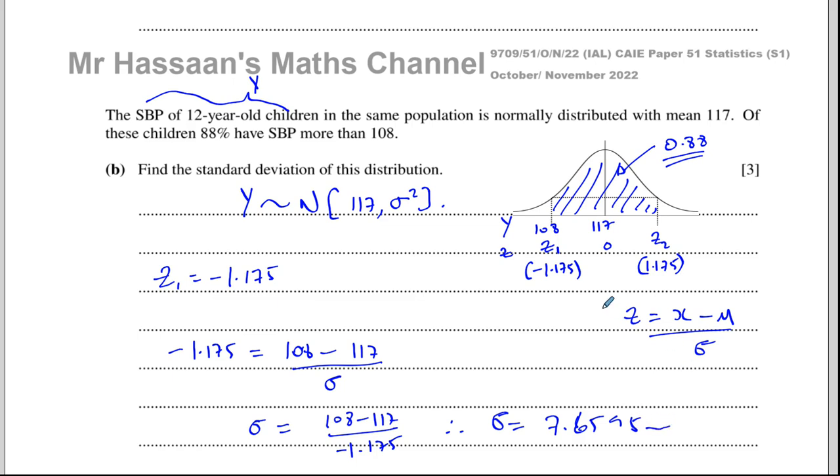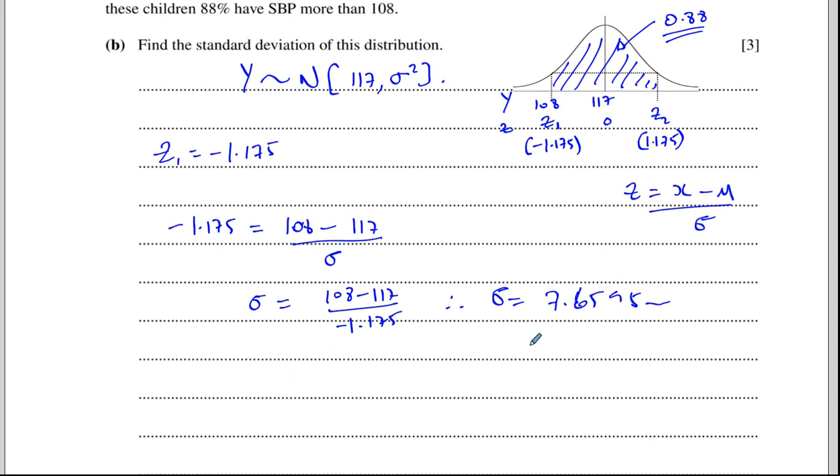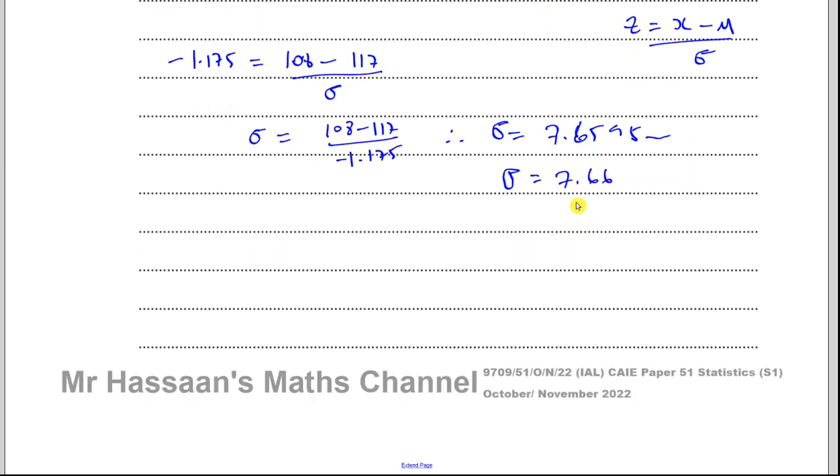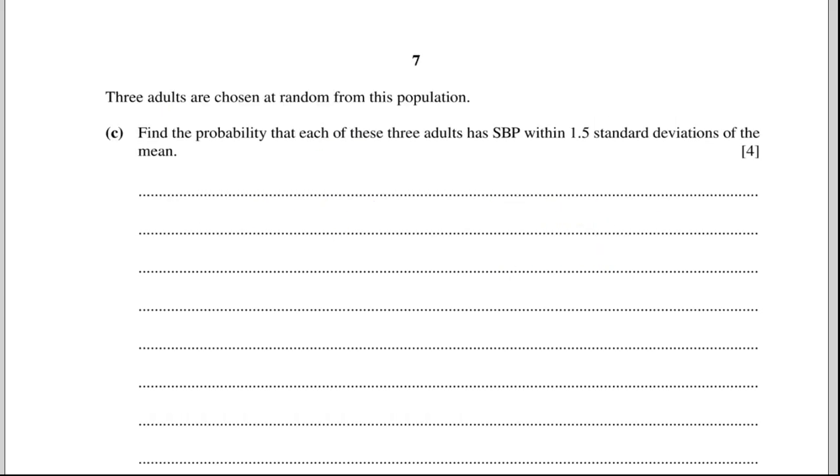Okay, so we want to write this to three significant figures. So we can say the standard deviation of this distribution is going to be equal to 7.66. That's the standard deviation for the distribution. And that concludes this question, I think.